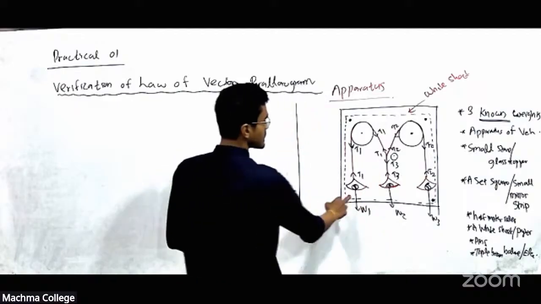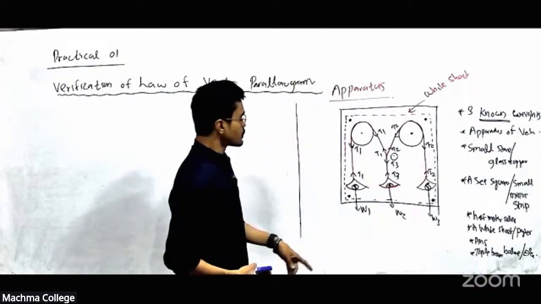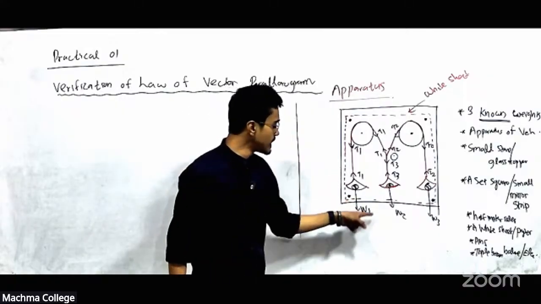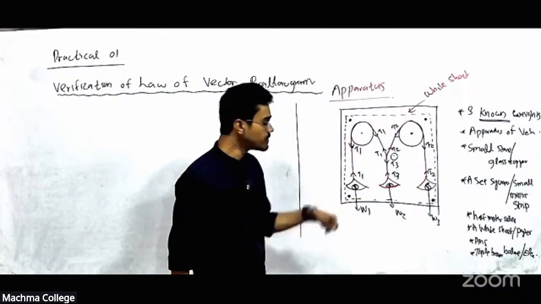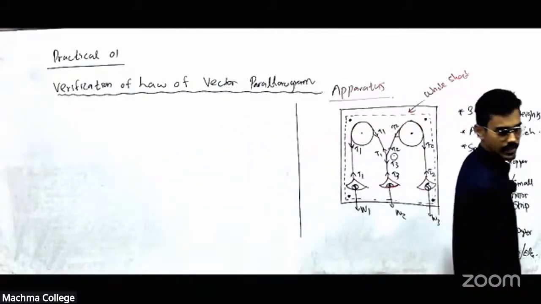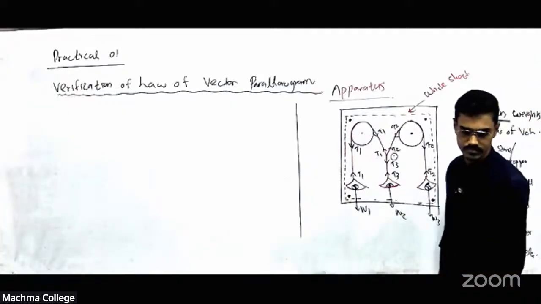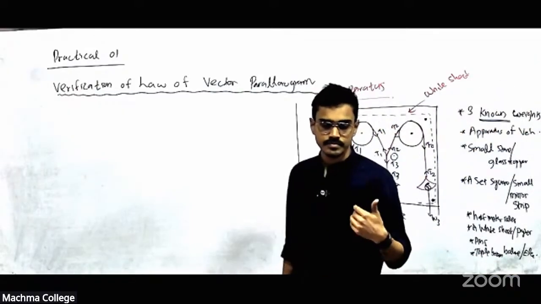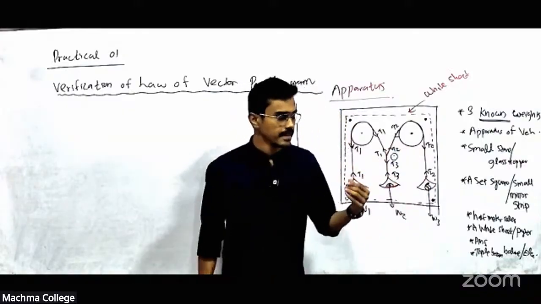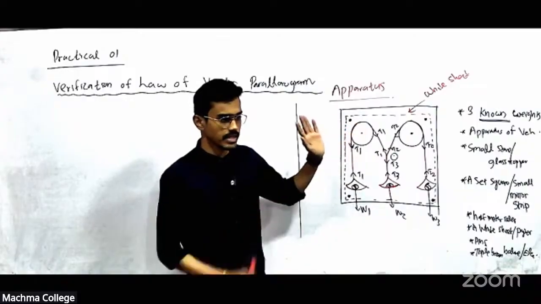Now, these three are three known weights. These three are three known weights. So, therefore, let's say this weight is W1. Then what's the value of T1? Anyone? What is T1 in terms of these weights? Is this system in equilibrium? Yes. This is a system in equilibrium.